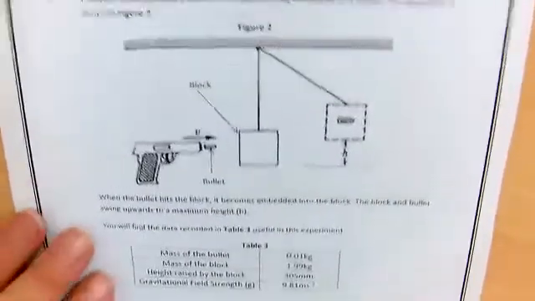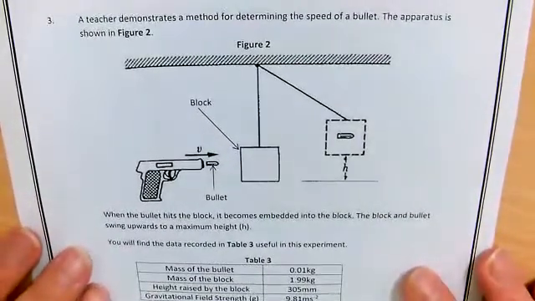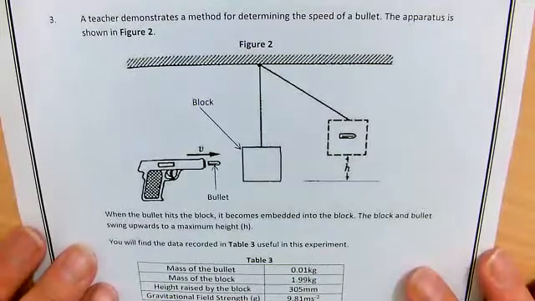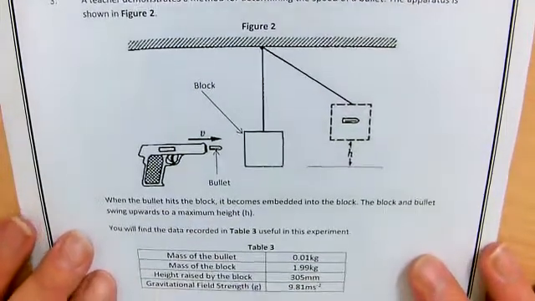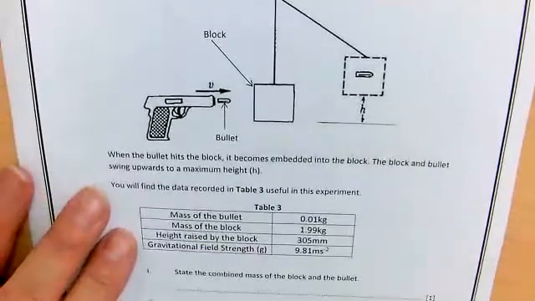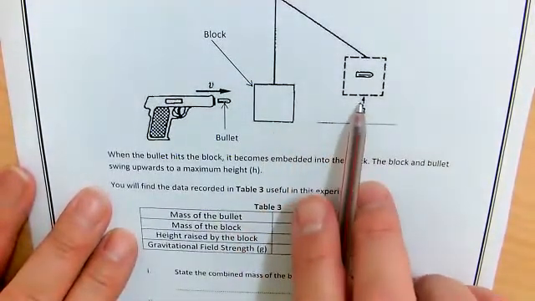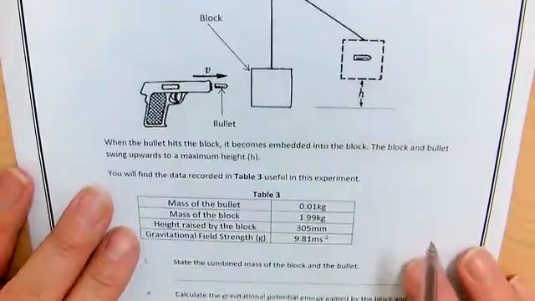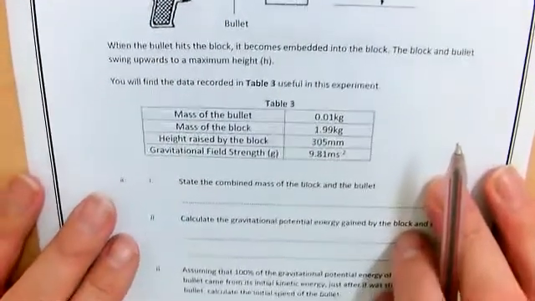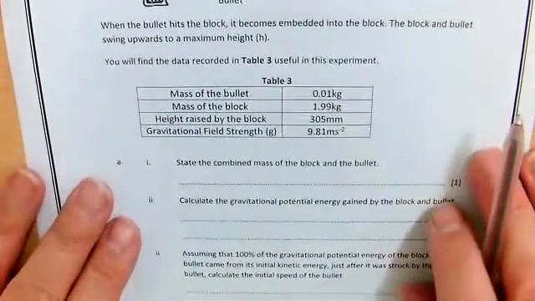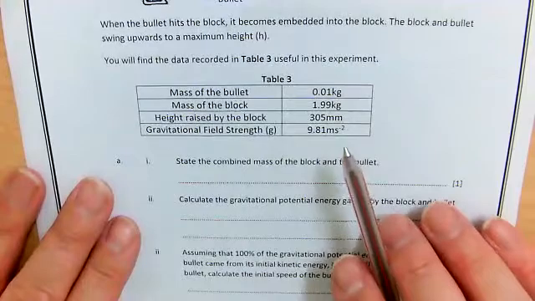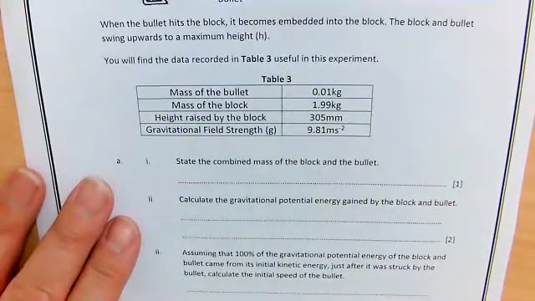Now, you've seen this question before, but this one's a little bit different. Be careful. The teacher demonstrates a method for determining the speed of a bullet. So they're showing the apparatus. When the bullet hits the block, it becomes embedded in the block, and the block and bullet swing upwards to a maximum height, h. So again, you've got your values for the mass of the bullet and the mass of the block. You've got your height raised by the block, and you've got your gravitational field strength, which is in the formula sheet anyway.